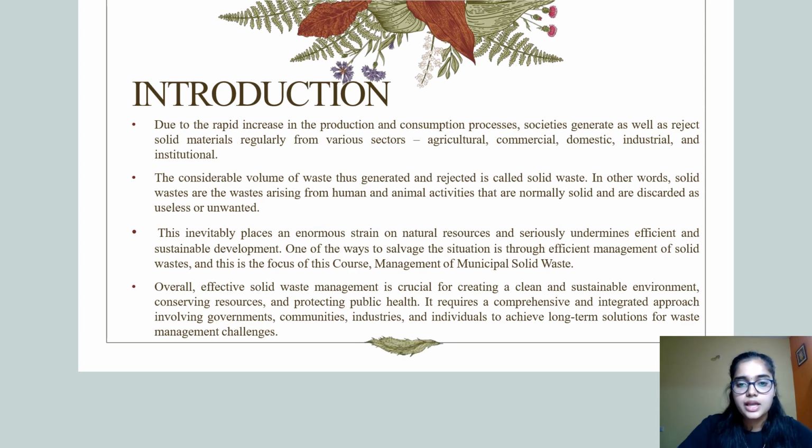This places an enormous strain on natural resources and sustainable development. One of the ways to salvage the situation is through efficient management of solid waste. And this is the main focus of the course on management of municipal solid waste. Implementing solid waste management gives a clean and sustainable environment, conserving resources and protecting public health.